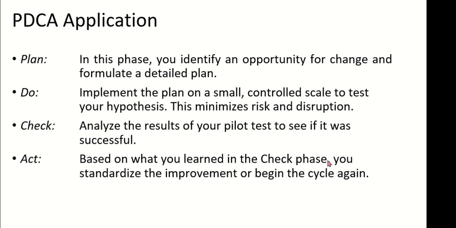So first one, we have plan. This is the phase wherein we're going to identify a problem or even an opportunity for improvement. We need to develop a plan to address it, set clear objectives, and determine the necessary actions. When you say do, this is another phase wherein we're going to implement the plan on a small scale to test if it is effective or not.